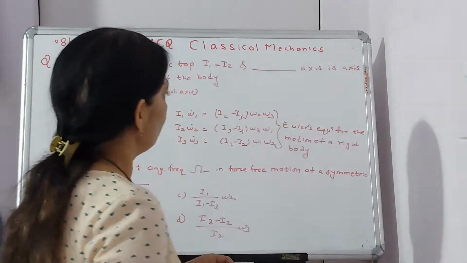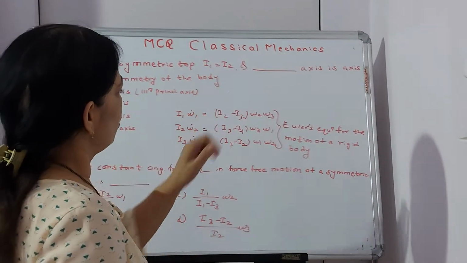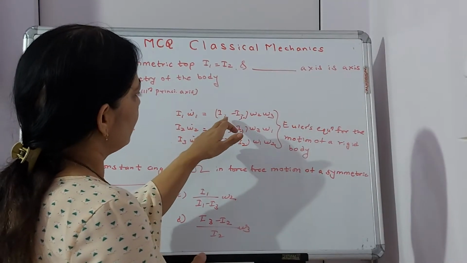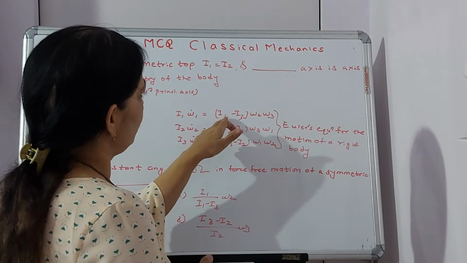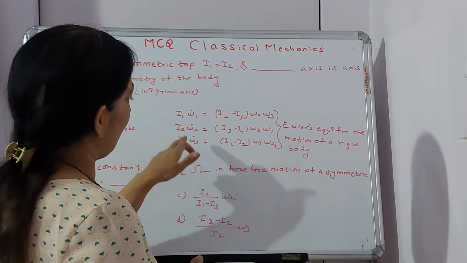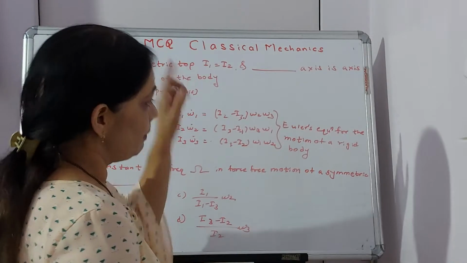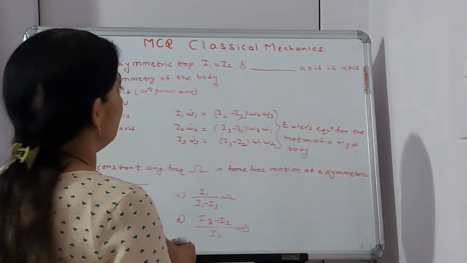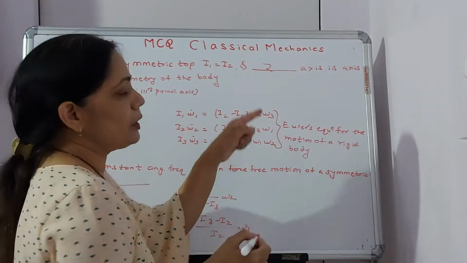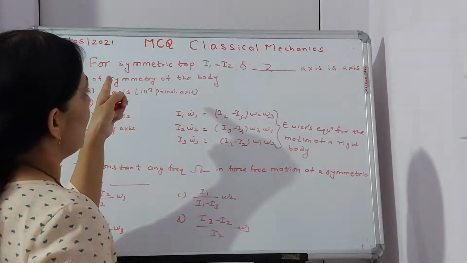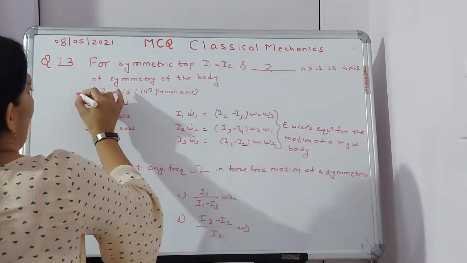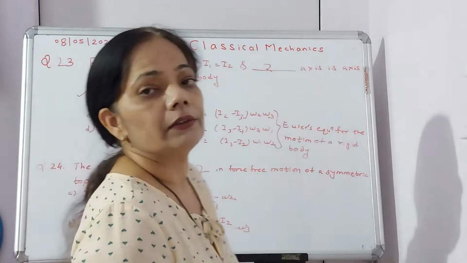Next job is what now? Try and put I1 is equal to I2. So what will I do over here? I will try and substitute the value of this to be I1, right? Then here also I1. And the main thing is, for the symmetric top, you need to keep the z axis, or the third principal axis, to be your axis of symmetry of the body. Therefore, the answer is basically the z-axis.